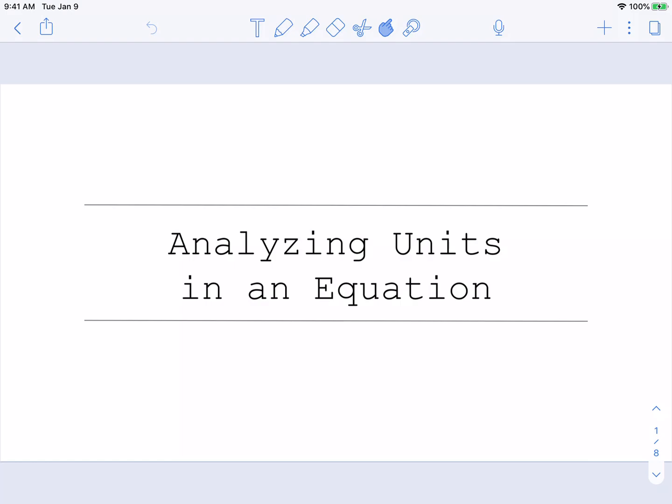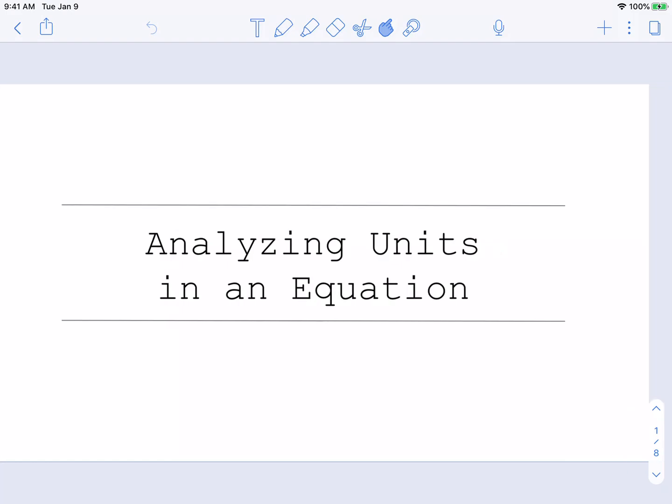Today I want to talk to you about analyzing units in an equation. I already talked to you a little bit about the different types of measurement systems and how we use the metric system. So what I'm going to do today is focus on the metric system and show you how, when we're using equations, units play a really significant role.